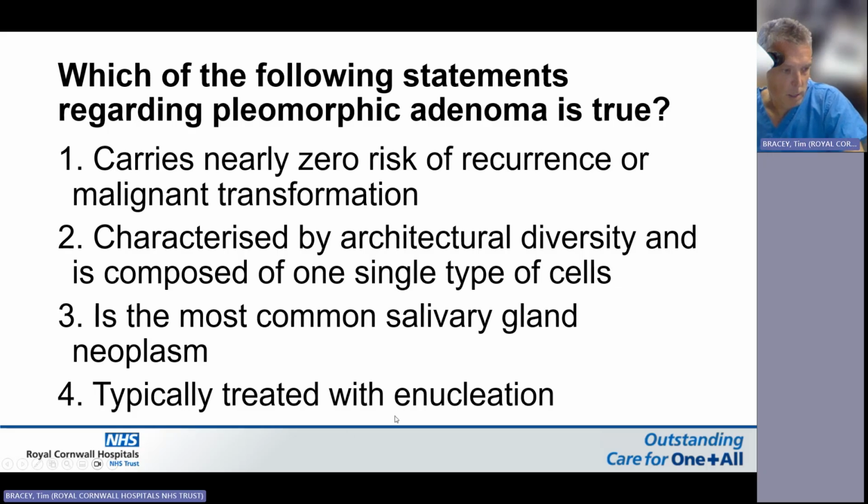And then number 4, typically treated with enucleation. And of course, the answer is it's the most common salivary gland neoplasm. It doesn't have a near zero risk of recurrence, which we'll move on to. It does have architectural diversity, but it also has several different types of cells in it as well. And it most definitely shouldn't be treated with enucleation unless it's a 90-year-old who wants to get rid of it, because it will recur.